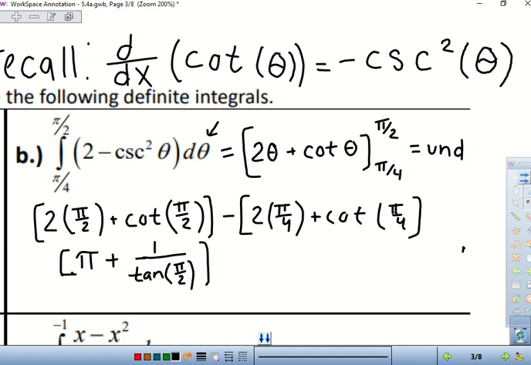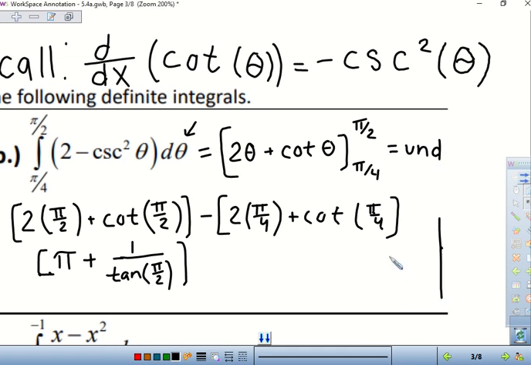Because you can't find an area of something that has a big gaping hole in it, right? It's something like this, okay? And they want you to find the area here, and that's not possible because the function doesn't exist there to find the area of.